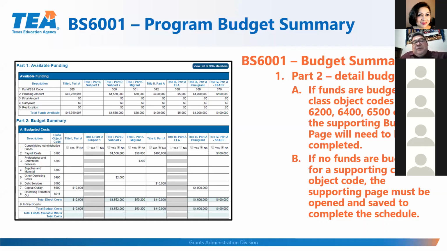If you wonder for the different supporting budgets and class object codes, what items require specific approval, on our grants resource page, there is a budget cost handbook that goes through on what requires specific approval, what does not require specific approval. You can always refer to that to determine how you need to budget those items in those supporting budget cost schedules.